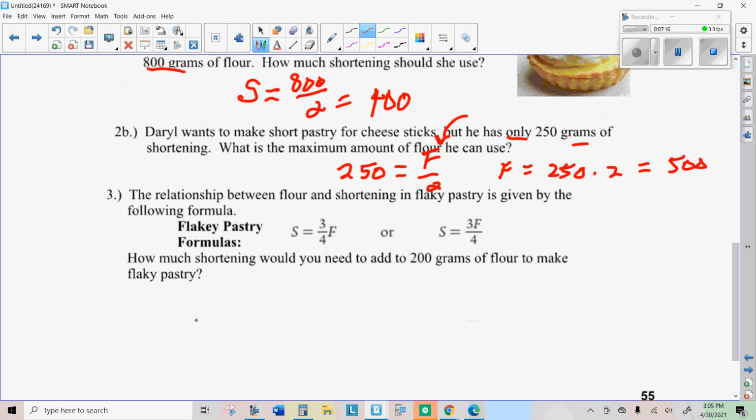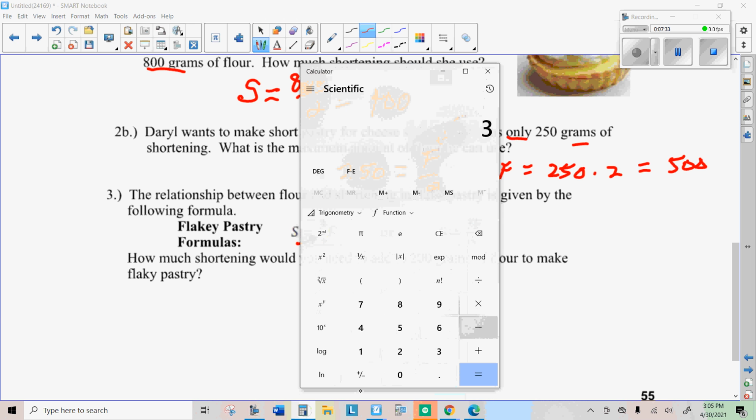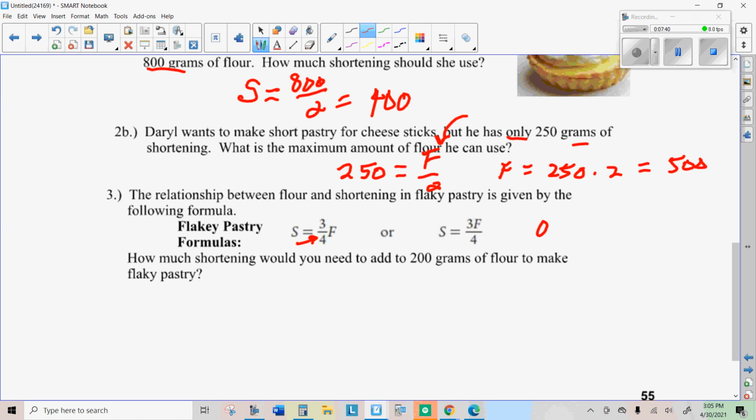All right. Go ahead and I'll let you do this one. Now, again here, this is a fraction 3/4. You could change that to a decimal. And I'm okay with that as long as it's not a repeating decimal. When you do 3 divided by 4 and change that into a decimal, it's 0.75. So that's a really nice decimal number. So you could do shortening equals 3/4 F if you like. Okay, so go ahead and see if you can answer this question.